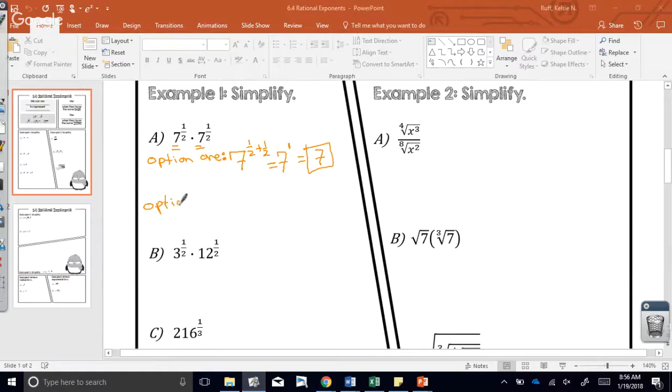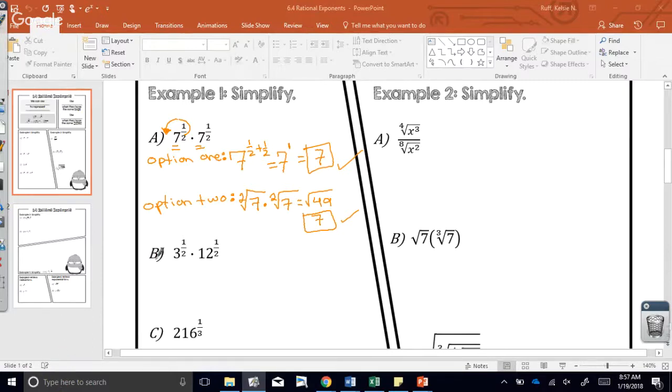If you don't like that, then you also have option 2. Option 2 is to write 7 to the 1/2 as a radical. And we said the denominator gets bumped to the index. So 7 to the 1/2 is the same as the square root of 7. Okay, square root of 7 times square root of 7, and you don't have to write the 2 if you don't want to, is the square root of 49. And the square root of 49 takes you back to 7. So whether you go here or you go here, you're going to end up getting the same answer.